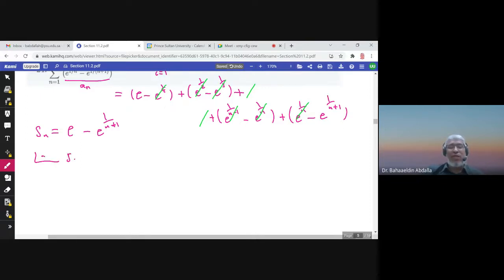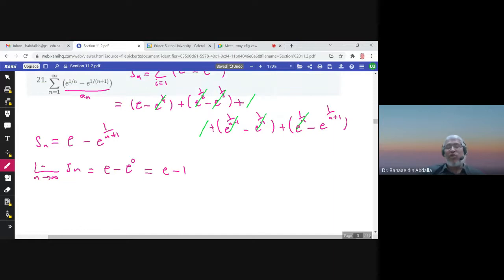So what is the limit of Sn when n goes to infinity? Well, this is e, and n is infinity. 1 over infinity is 0. E to the power 0 is 1. So the series converges to e minus 1. And it is convergent.